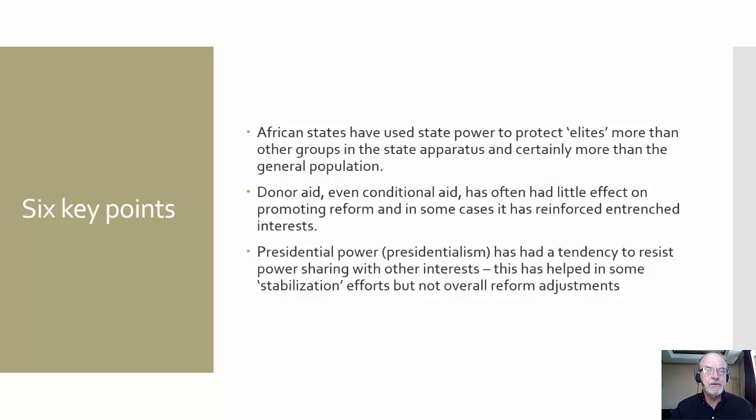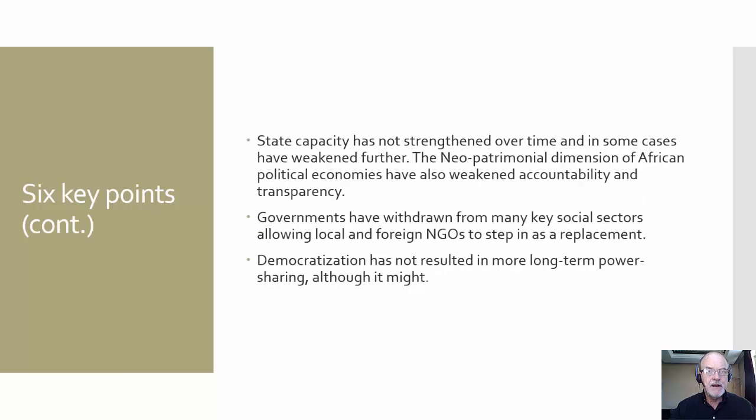Particularly when donors were involved, donors appreciated the ability of authoritarian leaders to get things done, to stabilize the country, but that didn't necessarily result in overall reform adjustments over time. Fourth point is that state capacity is not strengthened. State capacity means the ability of a government to get things done, and it has not strengthened over time, and in some cases has weakened further.